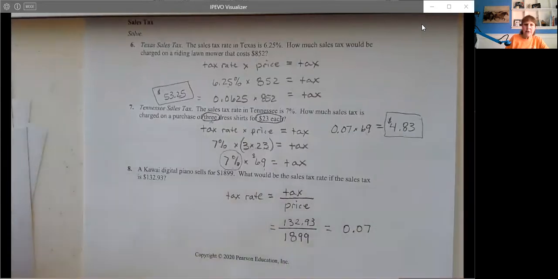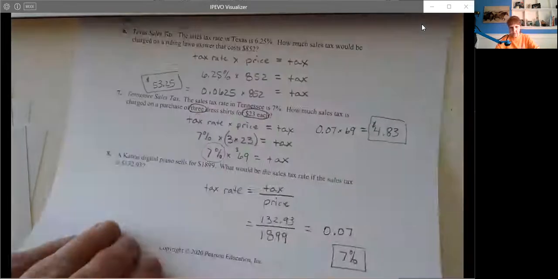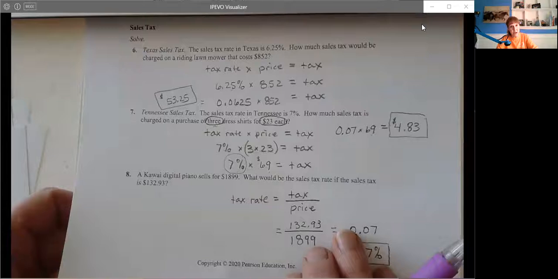But tax rates need to be expressed as a percentage rather than just a decimal. So we'll move it to the right twice to make it a percent. 7% was the sales tax rate. So if you do know the tax and the price, you can figure out what the rate is. Okay, that's pretty much it for sales tax.